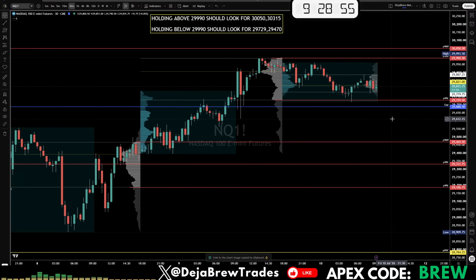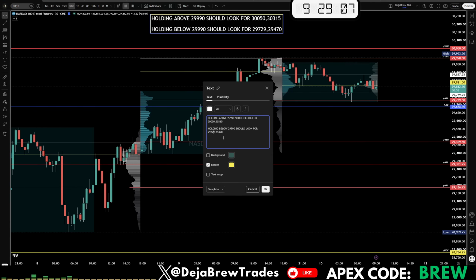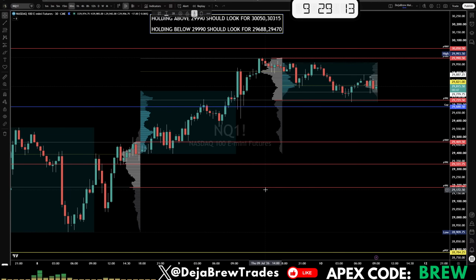Okay, same story for NASDAQ here, showing that micro pullback, probably slightly more bearish than ES, kind of hovering towards the low there. If it stays below 990, just keep an eye on 729, which we could probably lower to that rollover level, which would be around 688. And then we'll go down to 470.